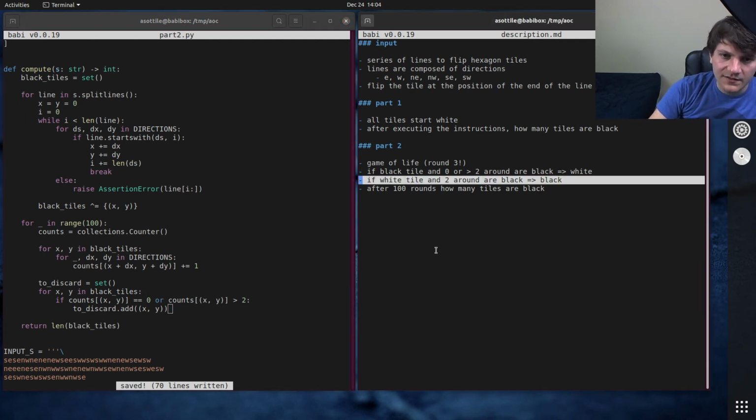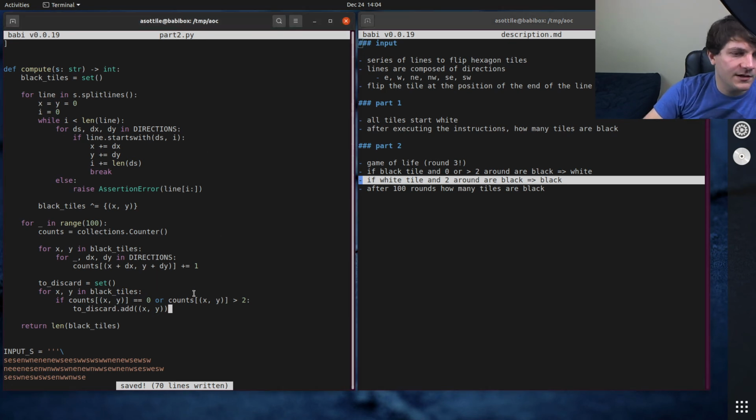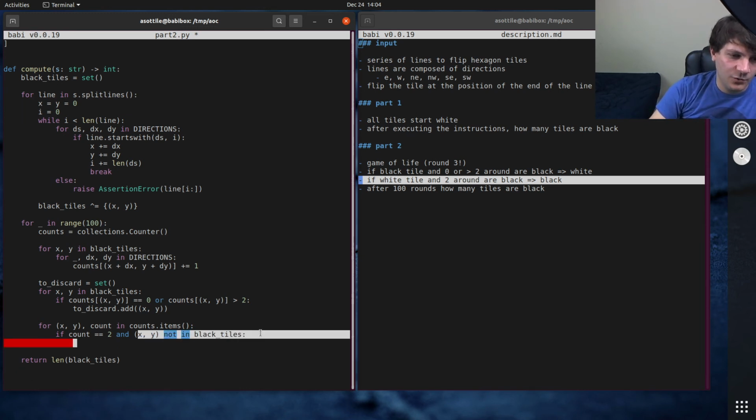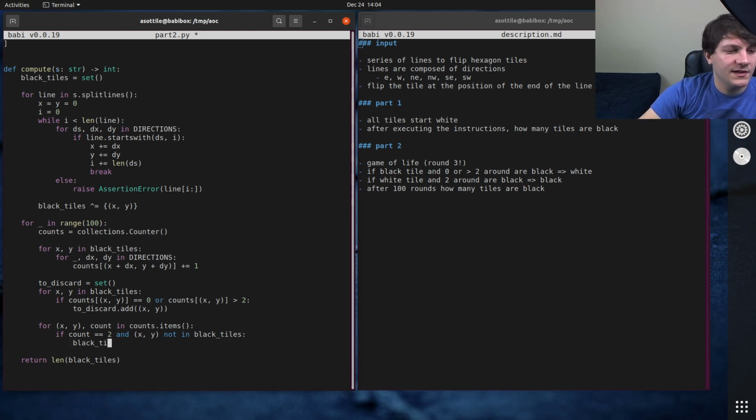Then we also do, if it's a white tile and 2 around it are black, then go to black. So I'm going to loop over our counts this time. For x, y, count in counts.items, if count is equal to 2 and x, y not in black tiles. So if it's 2 and white, then black tiles.add x, y. And then, we forgot to do this discard here, so we gotta do that as well. Black tiles.discard toDiscard.